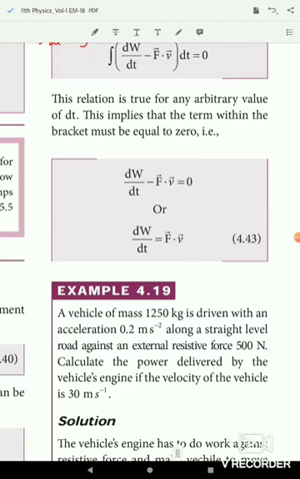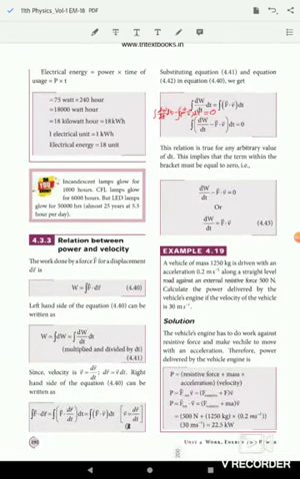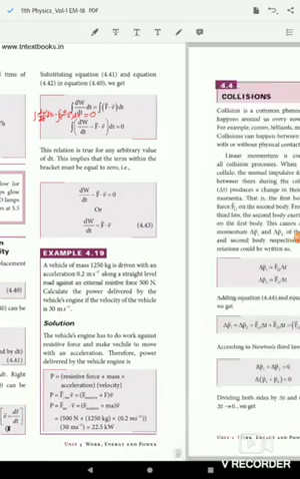Okay. So the bracket of the integral dt goes to the right hand side, so it becomes 0. So dW divided by dt minus F vector dot v vector equal to 0, or dW divided by dt equal to F vector dot v vector. So P is equal to F vector dot v vector. Okay, this is a relation between power and velocity. I hope you understand this one. This is a 3-mark question.